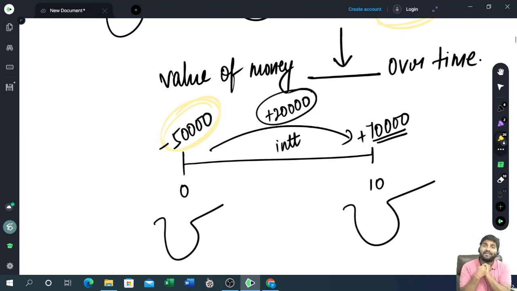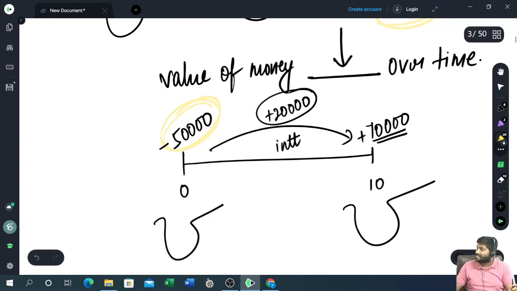Another reason for paying interest is the risk factor. I have my money. If I am giving my money to someone, there is a risk factor associated. What if the person doesn't repay me back the money? Then what will happen? So there is a credit risk associated with money. Why do banks charge interest? Why do banking companies charge interest?